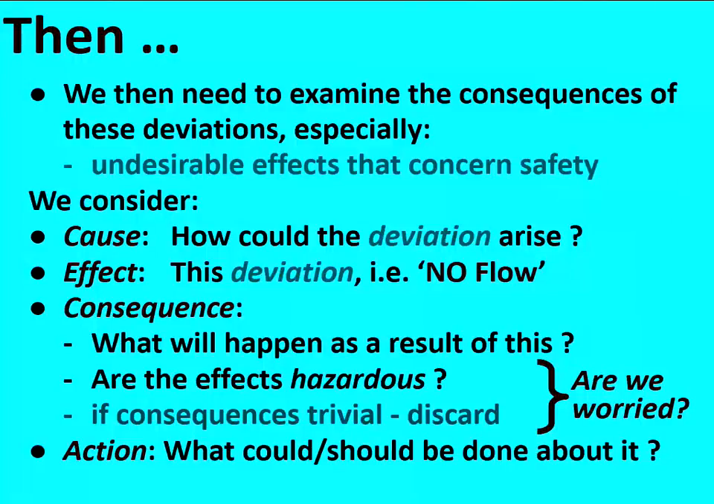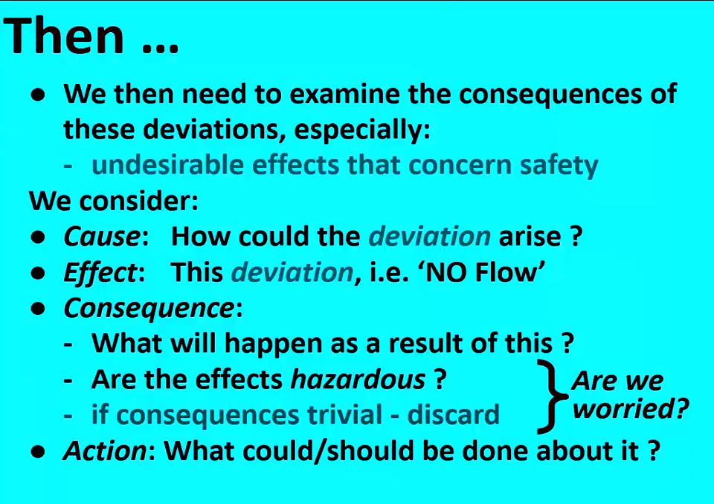Now, if it is something that we are worried about, like pipeline bursts or something like that, then we've identified a hazard. We've actually identified a hazard that the designer missed. So we then need to do the final one, the action. What can we do about it? Because once you've identified a hazard, you need to put something in place to address it. Because if you don't, then you're knowingly letting that plant go ahead with a known hazard. And that wouldn't look good. Wouldn't be very safe.